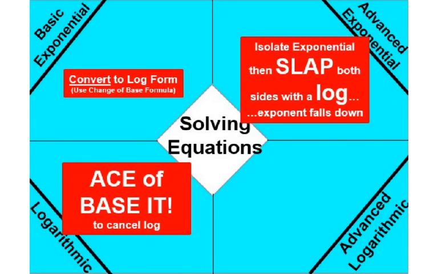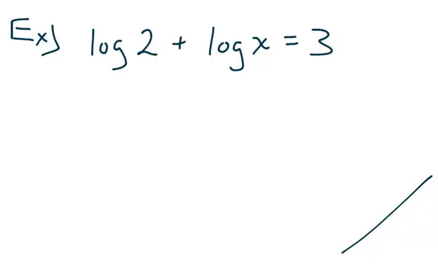Algebra agents, you made it to the 4th kind of equation. Now it's advanced logarithmic. And it doesn't mean it has to be hard. It's just a little more advanced. It's going to have an extra step. So, look at this log equation. First off, it is a log equation. It clearly has logs in it. But look, it's got 2 logs.